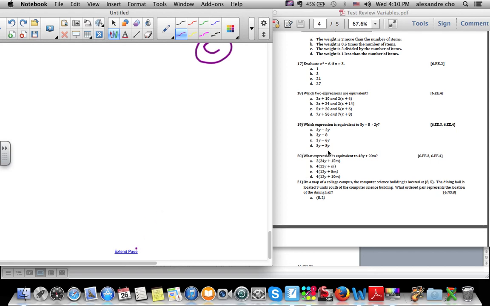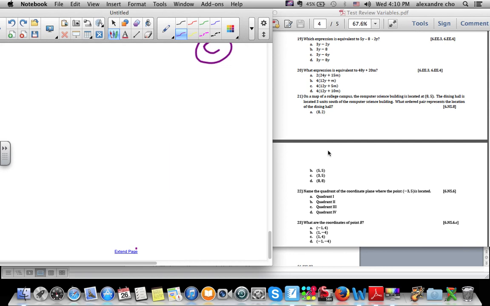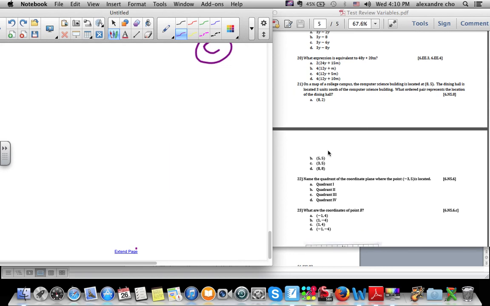21. Okay, on the map of a college campus, the computer science building is located at 8 and 5. So here's the location. Okay, and you don't have a coordinate plane, but you can sort of imagine where it is. 8 and 5 would be 8 steps to the right, about here, and 5 steps up. So pretend that's where you are. Okay. The dining hall is located 3 units south of the computer science building. Which ordered pair represents the location of the dining hall?